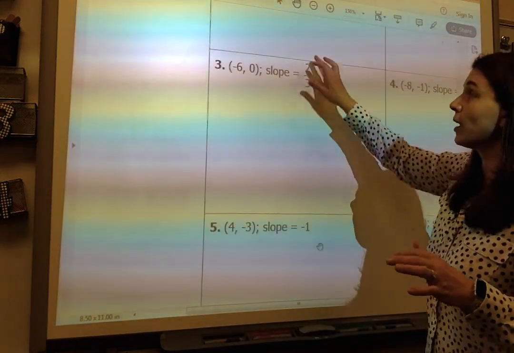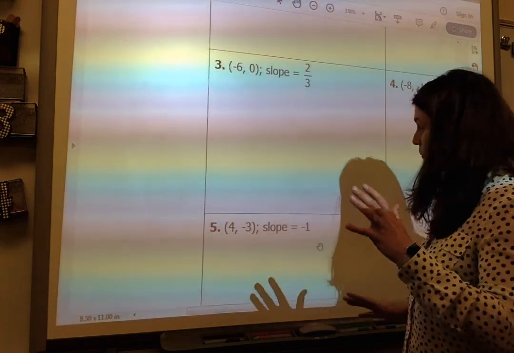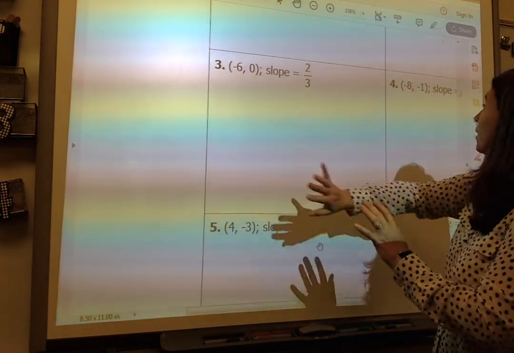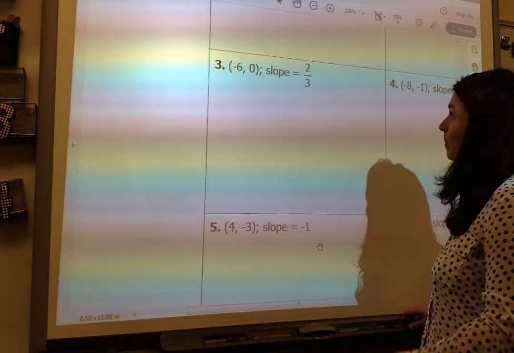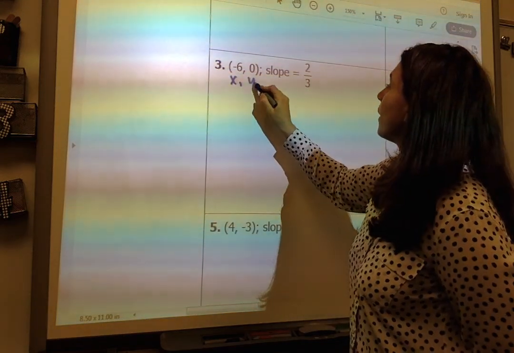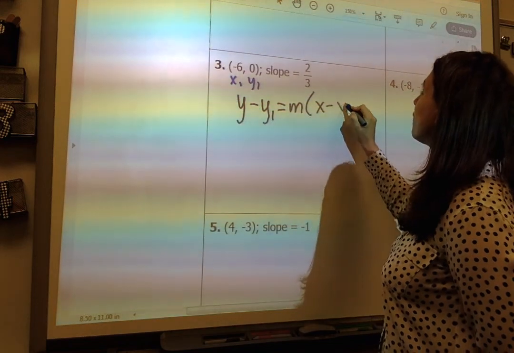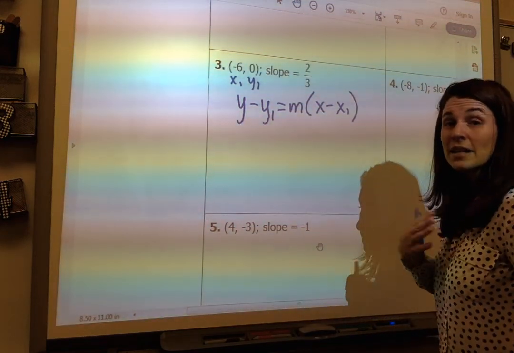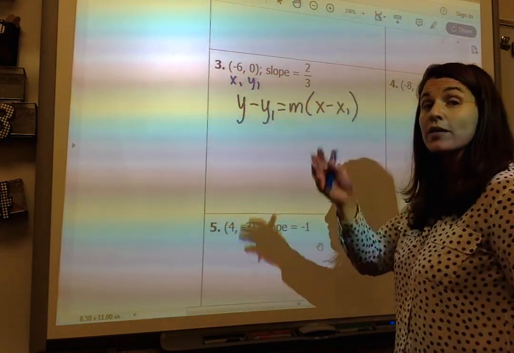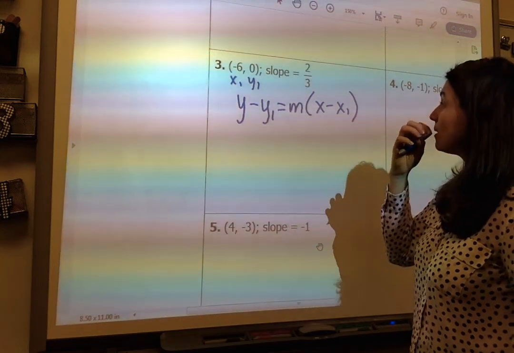Actually, I'm going to alternate between the point-slope formula and y equals mx plus b. On my point-slope formula, notice I'm writing my formula every single time, and that's an expectation. That's what I want you to do regardless. Write your formula every single time.